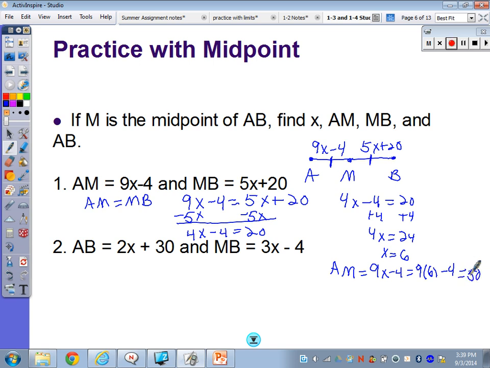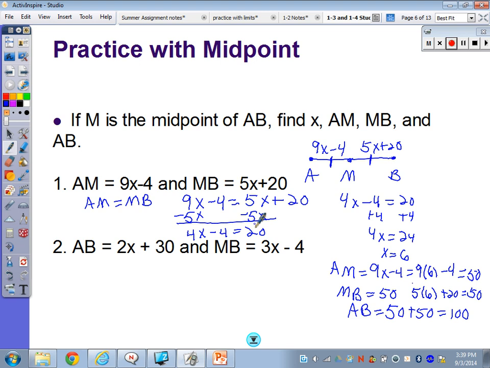Now, automatically, we should know that MB is also 50 because they're equal, but you might want to check it to make sure that you solved your equation correctly. So if I do 5 times 6, I get 30, and if I add 20, I got 50. And then we want AB, so AB is these two pieces, which should be equal, which is 50 plus 50, which is equal to 100. You could also do 2 times 50 because AB is double one of them.